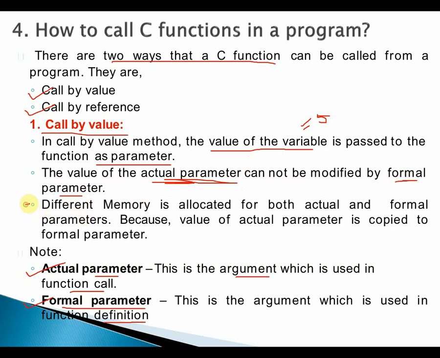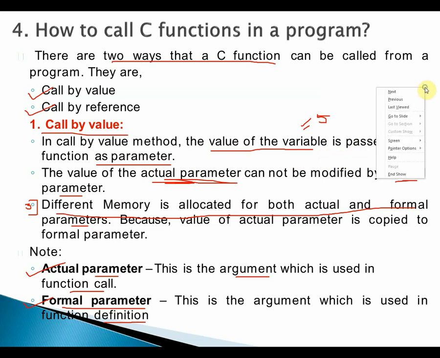And the third thing you have to remember is that different memory is allocated for both actual and formal parameters. So the actual parameters are stored at one memory location, and the formal parameters are stored at a different memory location. There are separate memory locations assigned for both of these parameters. We'll see this with an example so that you understand better.